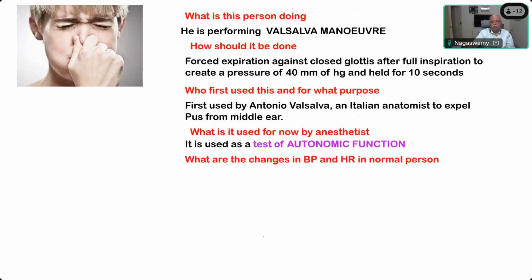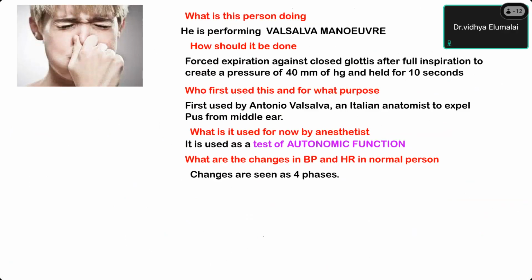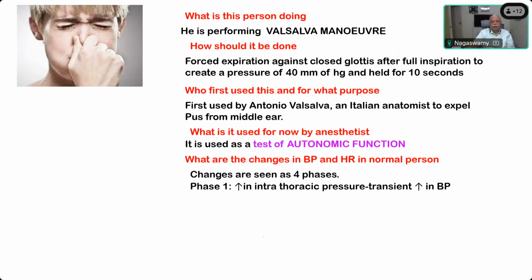What are the changes in BP and heart rate in a normal person when they do the Valsalva maneuver? Four stages, sir. Initially, changes are seen in 4 phases. Correct answer. Phase 1, increase in intrathoracic pressure. There is a transient increase in BP because all the veins will be squeezed into the heart. So venous return increases and so BP will increase.